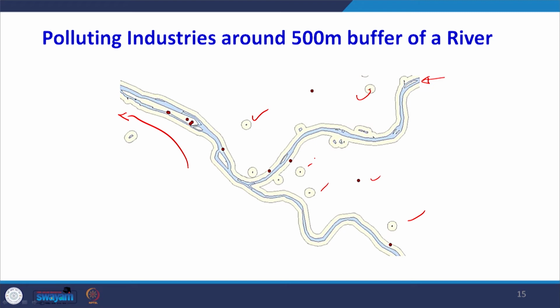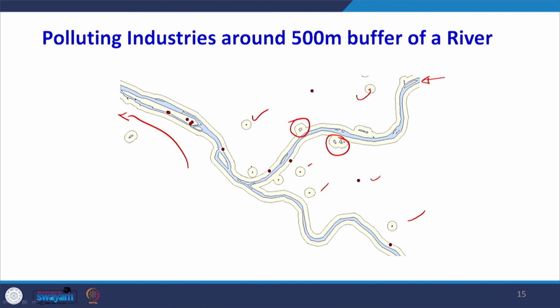We create a 500-meter buffer around a river, and we can find out which industries are lying within that 500-meter buffer zone. One can see here the location where industries are falling within that 500-meter buffer zone. So this means it is quite likely that the water is being polluted by these industries, because they are situated just within the 500-meter buffer zone.